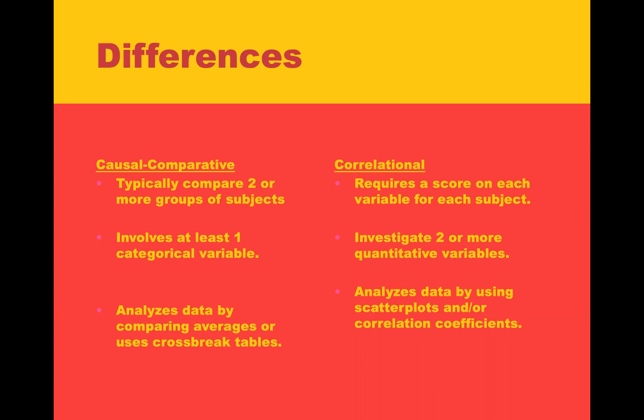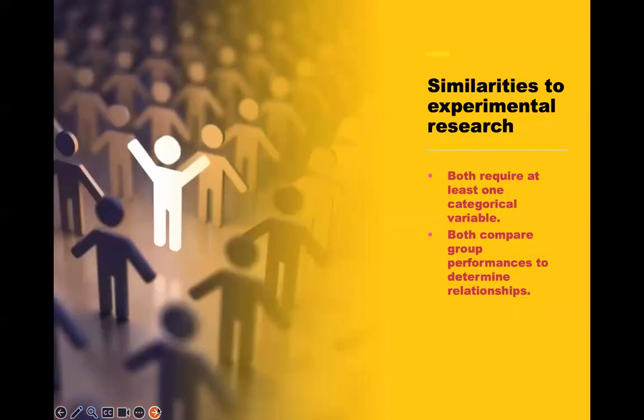Third, it analyzes data by comparing averages or uses cross-break tables, whereas in correlation, we analyze data by using scatter plots and correlation coefficients. That's the Pearson product moment correlation, where a perfect R is 1.0, if you would like to go back to statistics.